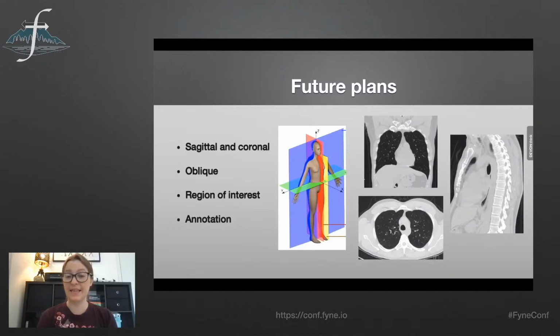Some data sets like CT scans are three-dimensional data sets, so to be able to look at them at oblique angles would be very useful. We want to be able to draw regions of interest and segmentation and annotations that I'll be able to use in my machine learning work.